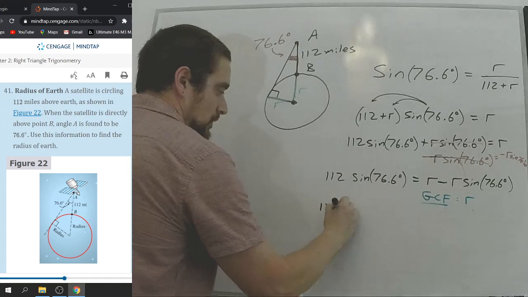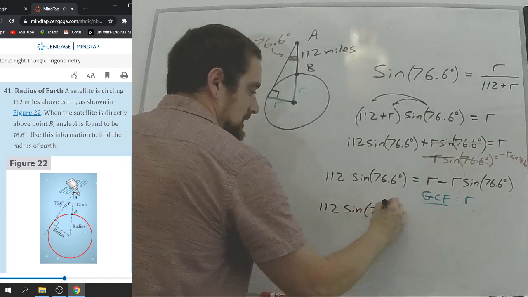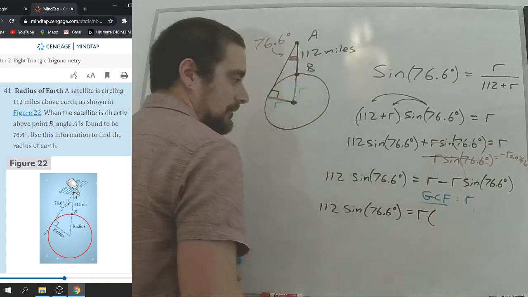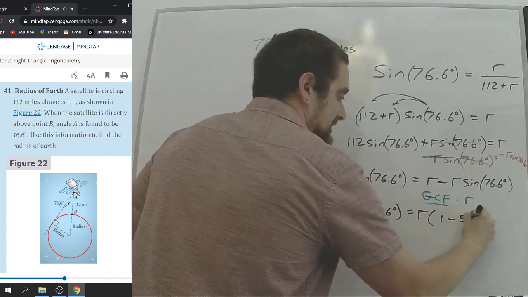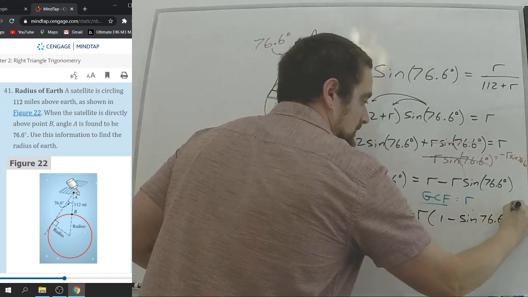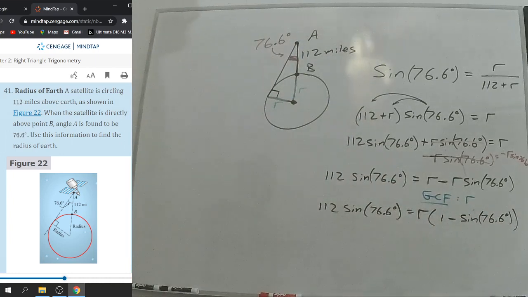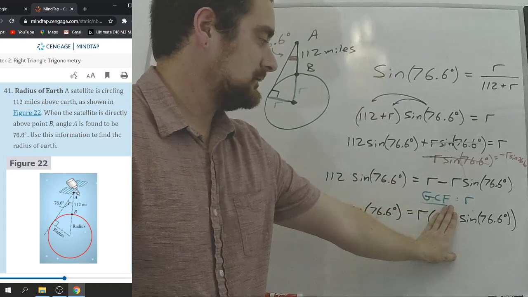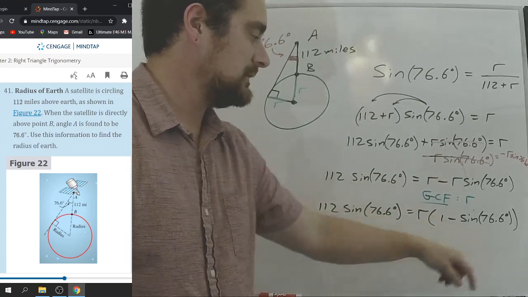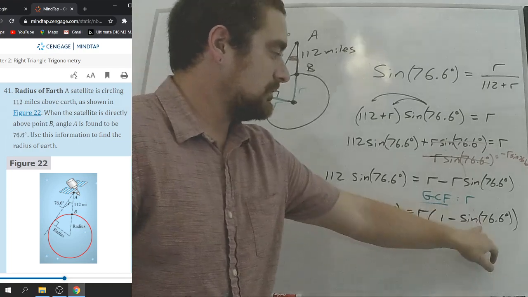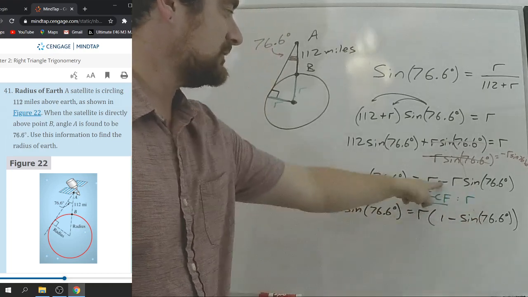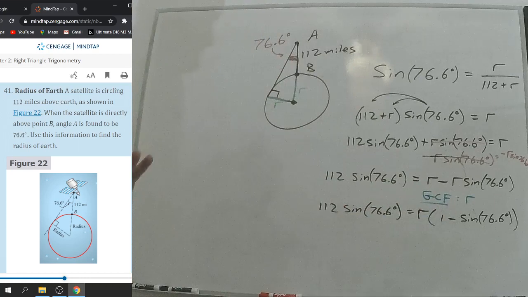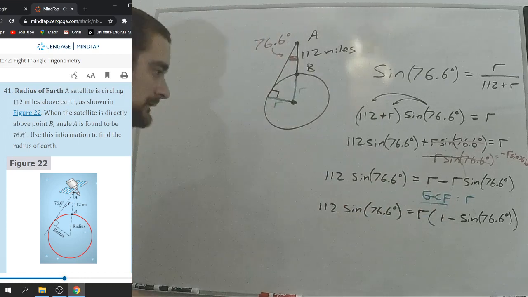So I'm going to write 112 times sine of 76.6 degrees on the left. I'm going to factor out the common R. The remaining factor will be 1 minus sine of 76.6 degrees. Please don't factor out R and just leave sine 76.6. You need the 1 minus sine 76.6 because R should be distributed across both those terms, across subtraction. If you drop that subtraction, then you have a completely different right-hand side, and you've just lost your equation. You've lost the equality.